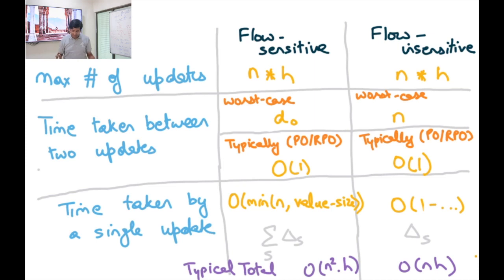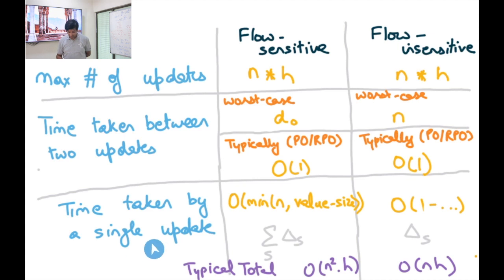Okay, so to summarize, the maximum number of updates in both a flow sensitive and a flow insensitive analysis is similar. It's both n into h, where h is the height of the semi-lattice of the original non-SSA program. The time taken between updates in the worst case is only out degree or in degree, depending on whether it's a forward analysis or a backward analysis in flow sensitive, and it's order n in flow insensitive. But typically, because of the partial order, the post order or the reverse post order, this is order 1.